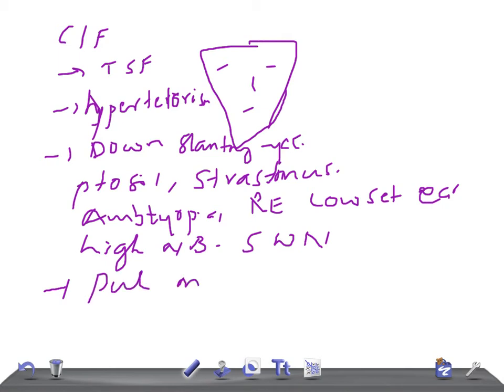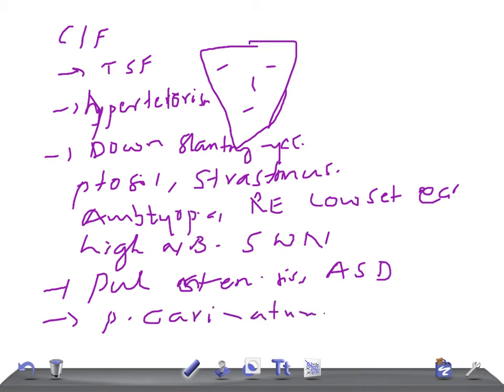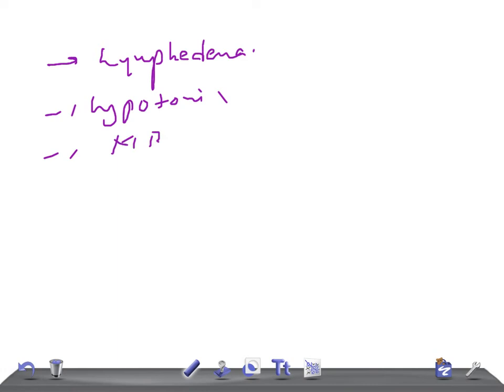Very important, pulmonary stenosis. Other cardiac involvement is ASD, atrial septal defect. Then they will have pectus carinatum or excavatum, scoliosis. Then the patient can have lymphedema, hypotonia. And these patients can have mental retardation, in 25% of the patients.